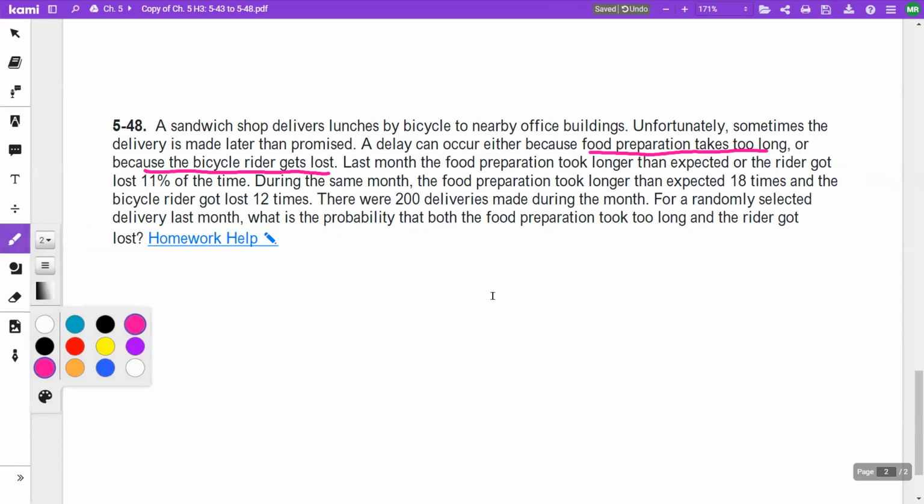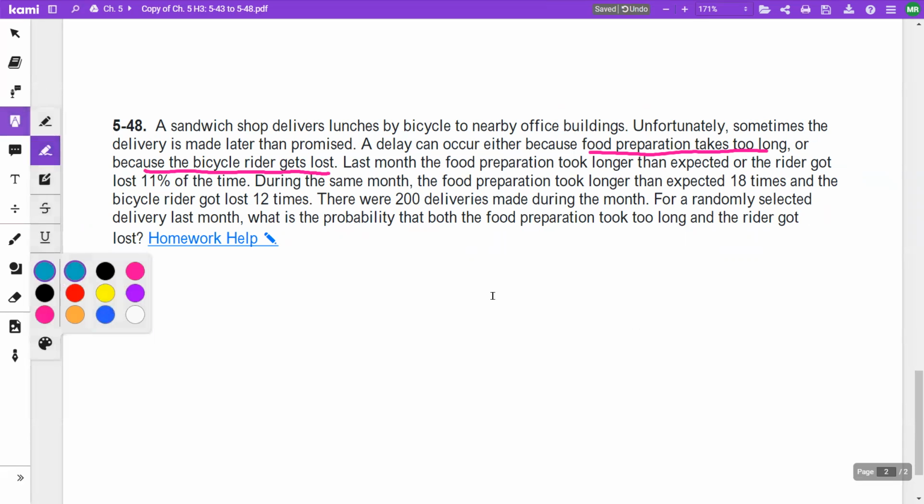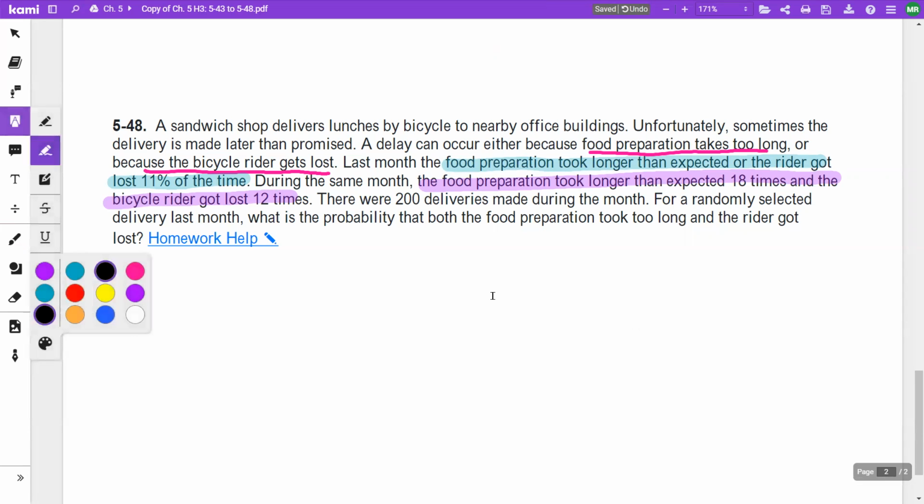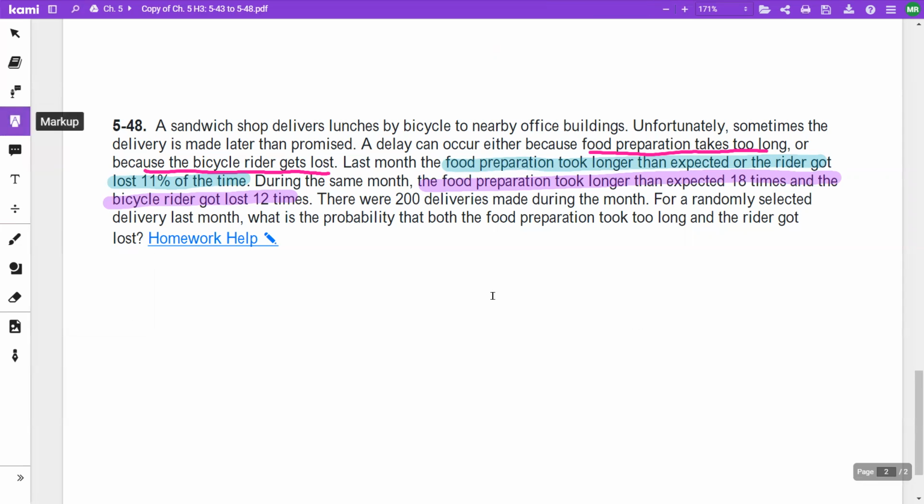Last month, the food preparation, let me highlight, the food preparation took longer than expected, or the rider got lost 11% of the time. During the same month, the food preparation took longer than expected 18 times, and the bicycle rider got lost 12 times. And the last bit of information, there were 200 deliveries made during the month.